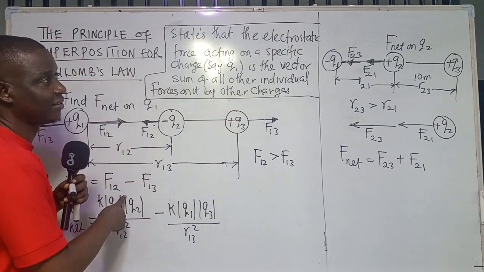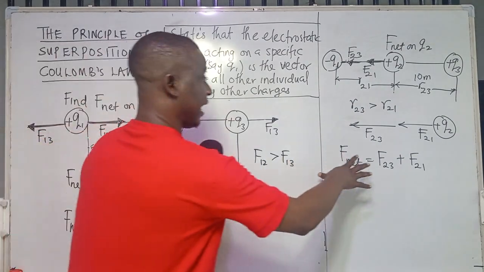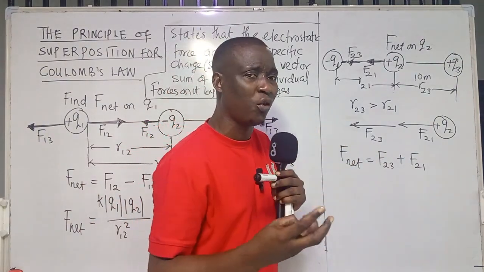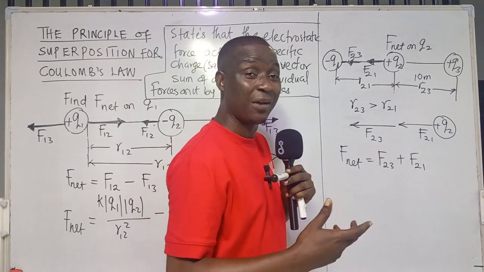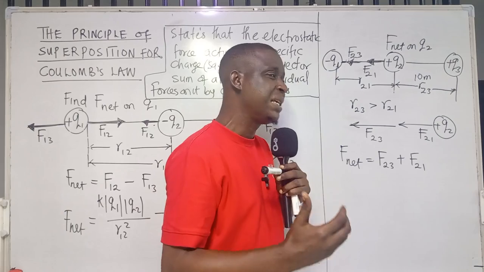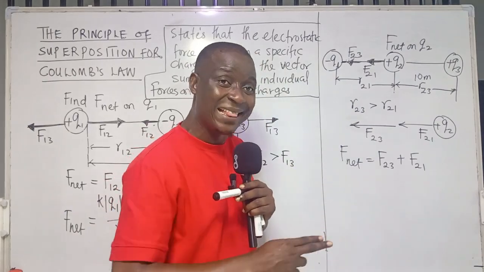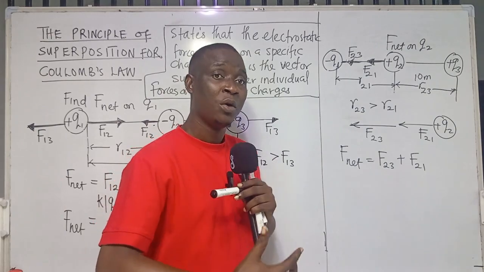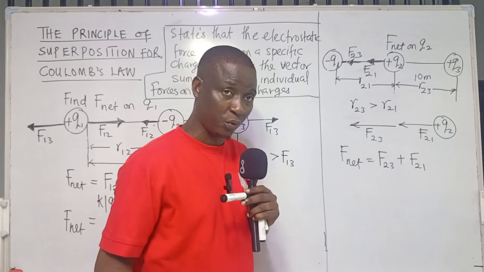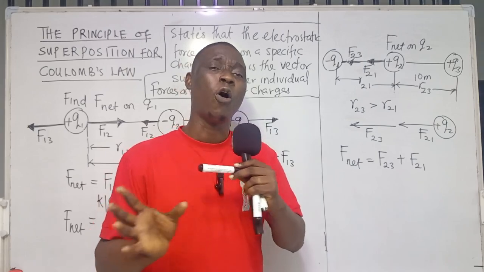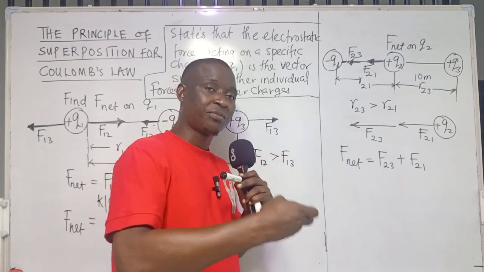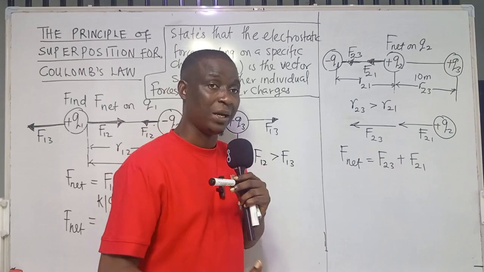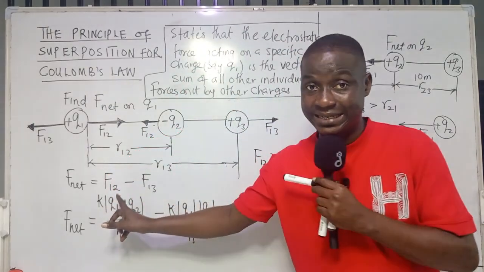Here I subtracted. Here I added the values. Why? Don't forget, force is a vector. So if two vectors are heading towards the same direction, what you do is you add all the individual forces together. But when they are moving in opposite directions, you subtract the smaller force from the bigger one. So it will be bigger minus smaller, like what I did in this case now.